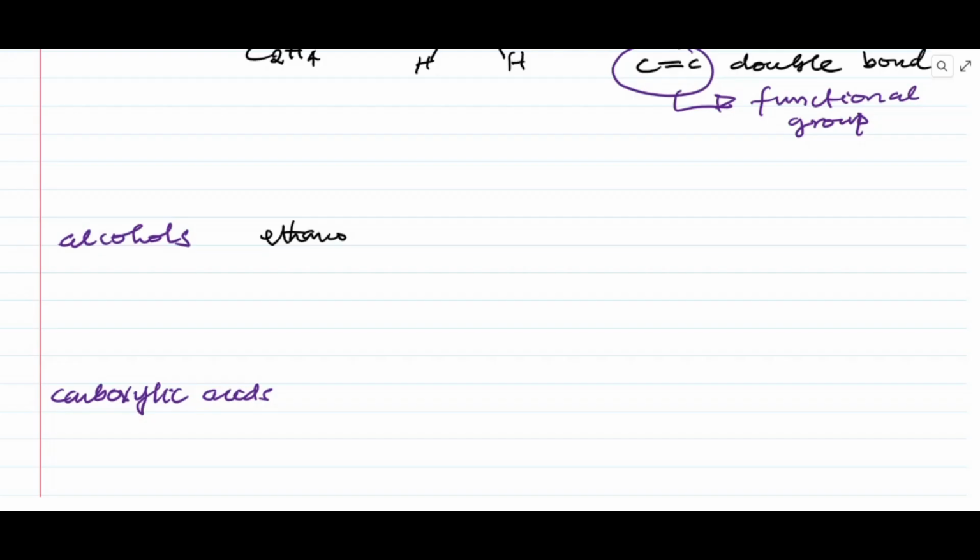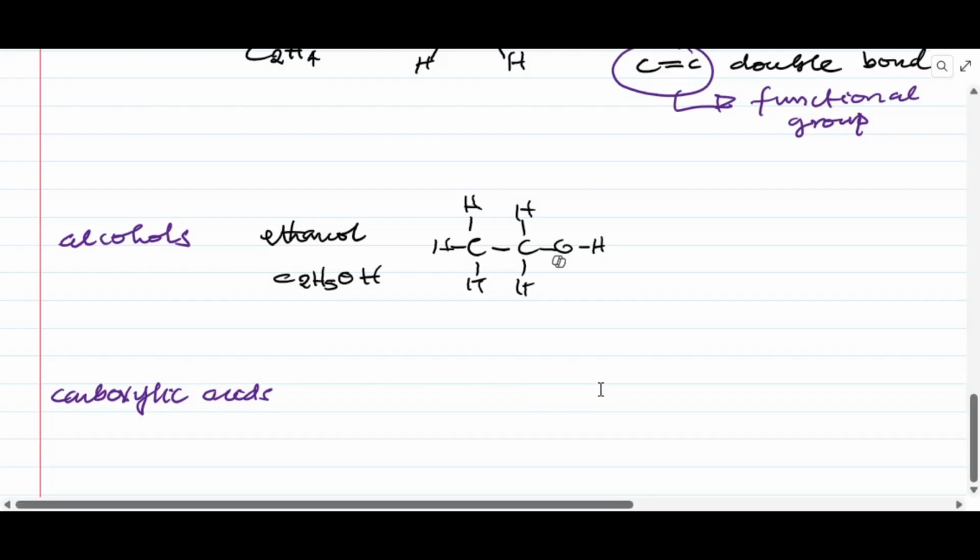So ethanol, and then it's going to be C2H5OH. That is the molecular formula. And then the displayed formula is going to be CH, and then this H, and then this H, and OH. So this is our displayed formula for ethanol.